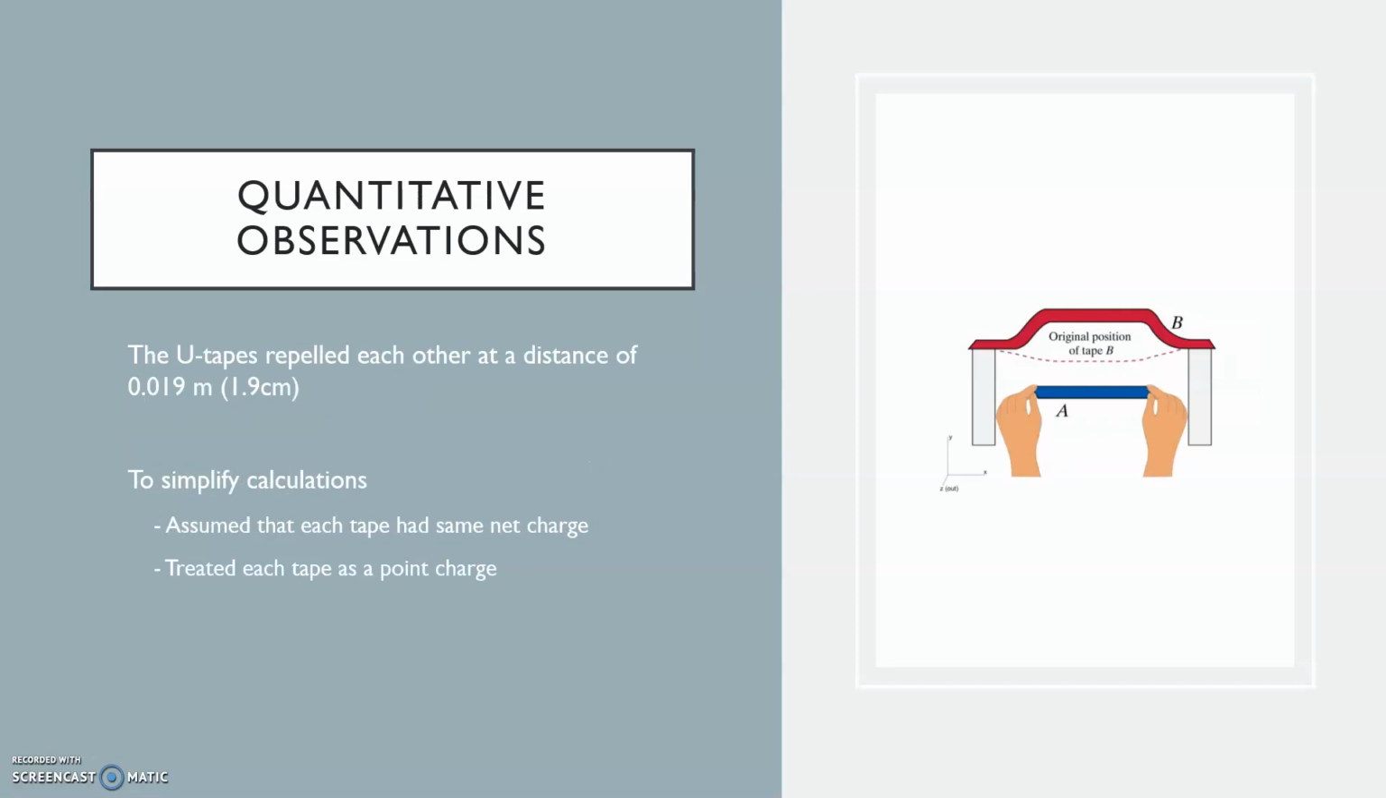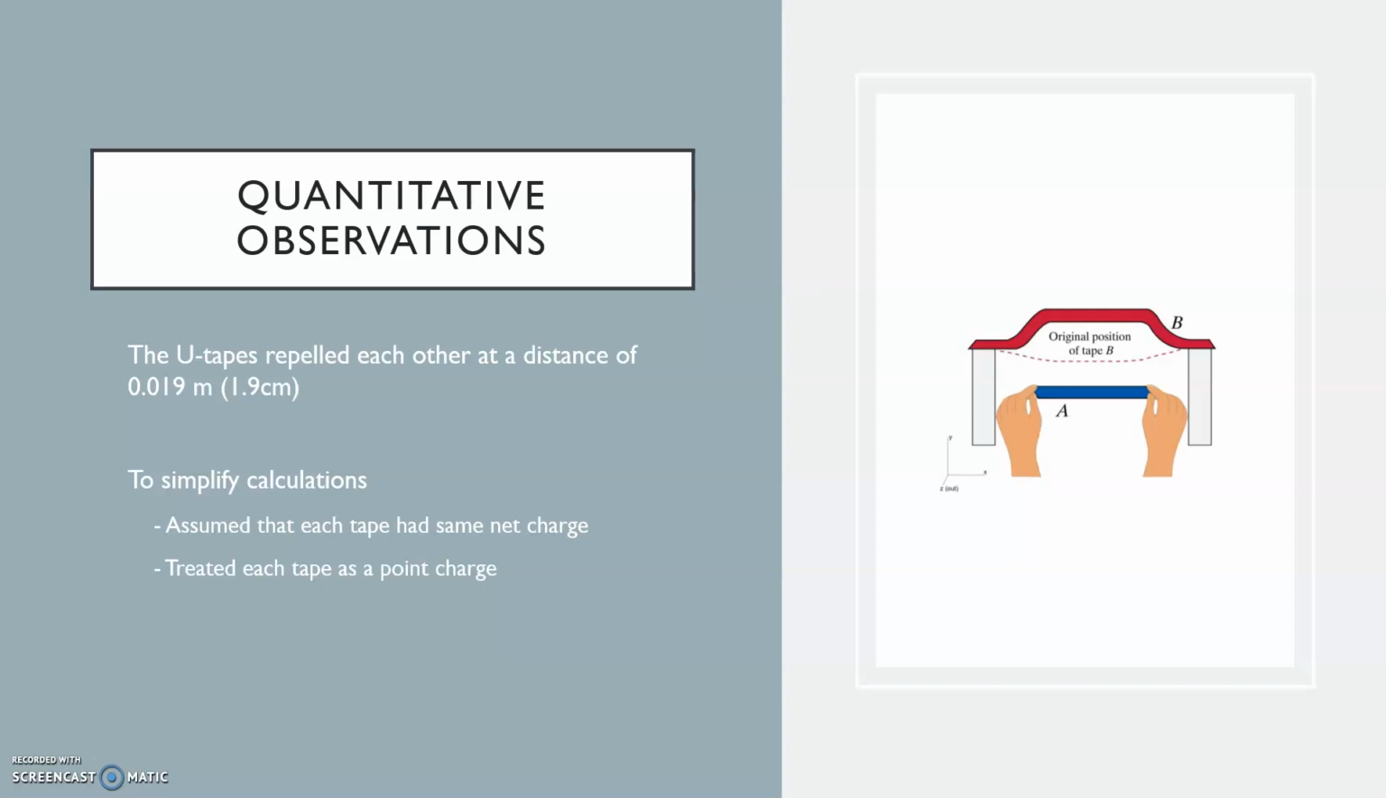To quantitatively observe this effect, I placed one of the U-tapes on top of two books and called it tape B. I then brought the second U-tape under it and slowly brought them closer and closer together until an electric force was observed and tape B was repelled from tape A. I then measured the distance at which this repulsion occurred, which was 1.9 centimeters between the two tapes.